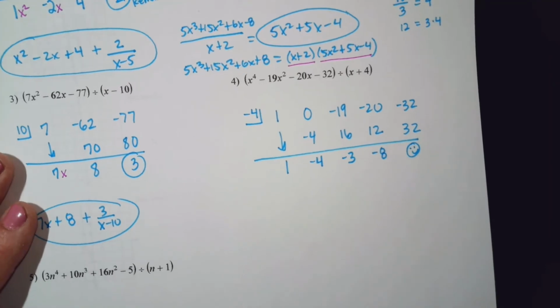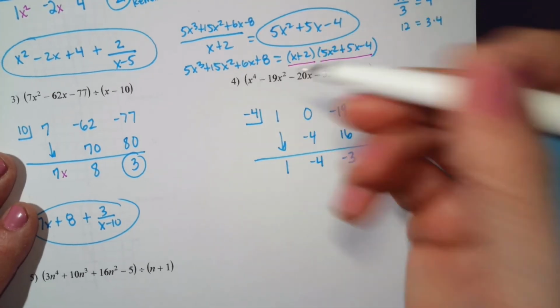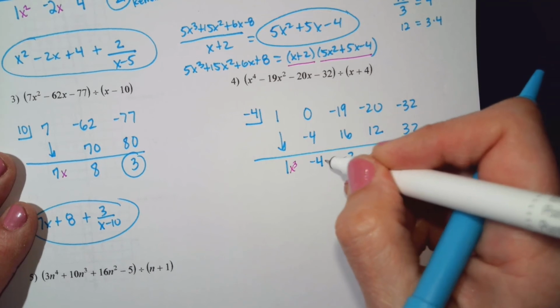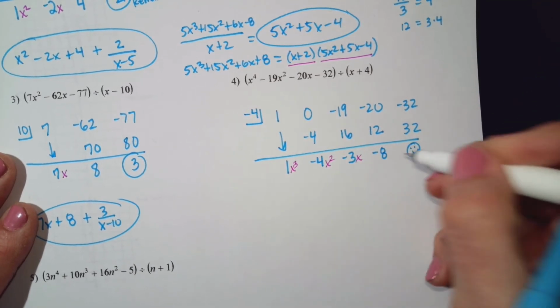That makes us happy. So this was x to the fourth, therefore this would be x to the third. This would be x squared, and x and nothing.